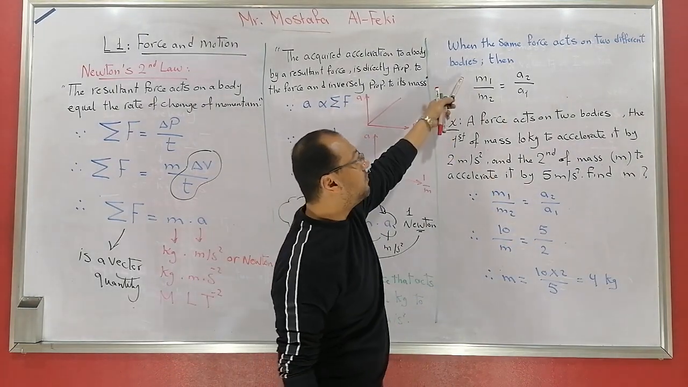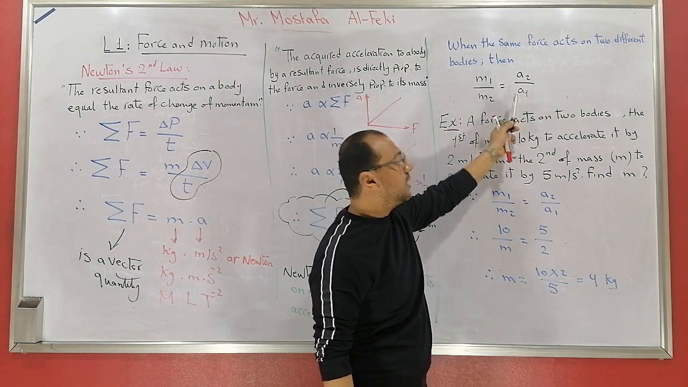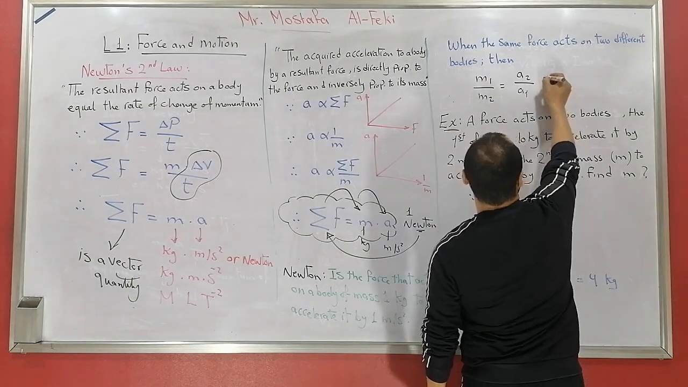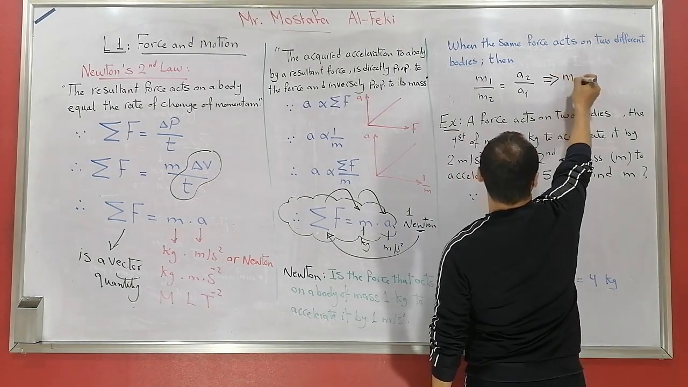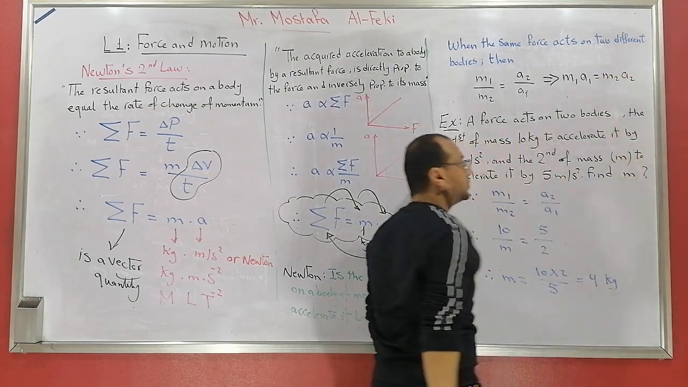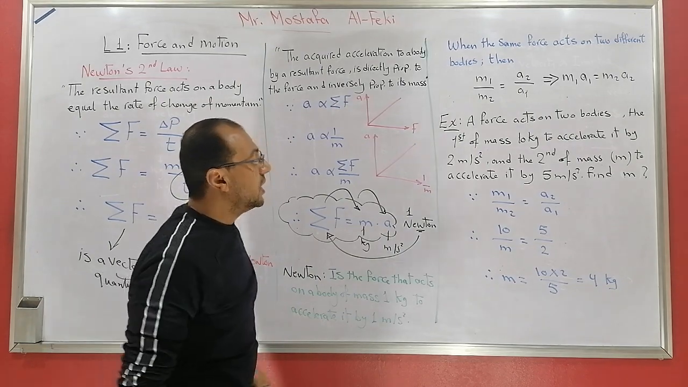To compare the force acting on two different bodies, when the same force acts on two different bodies, then m1 divided by m2 equals a2 divided by a1, like the momentum. Or we can write it as a linear equation, m1 a1 equals m2 a2. This is another way to write this equation.